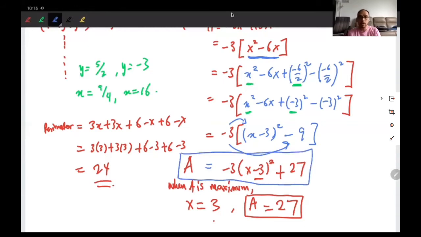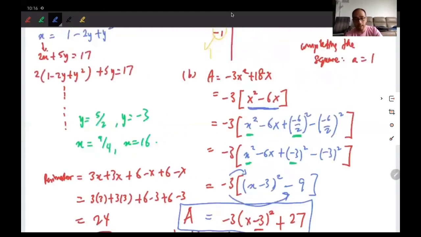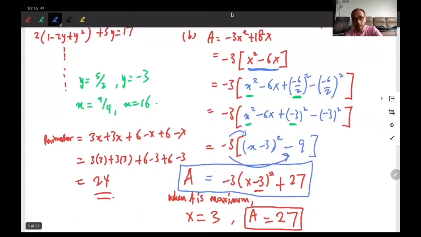So this is what we will call a K-bar question. This is a soalan K-bar yang melibatkan quadratic function. But if you take a look, the steps are pretty standard. You complete the square, and then you state, when A is maximum, A is 27, x is 3. And then the perimeter is just an added thing.